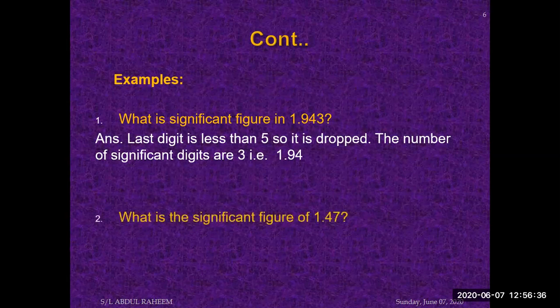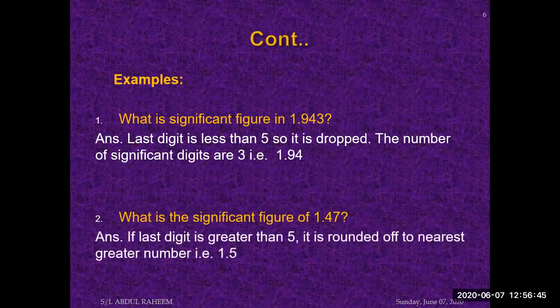Now the next one is, what are the significant figures of 1.47? Just think for a few seconds. If the last digit is greater than 5, it is rounded off to the nearest greater number, that is 1.5. So it has 2.